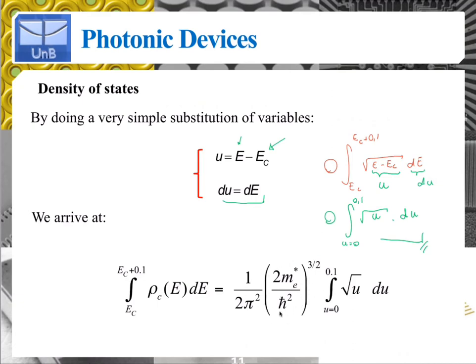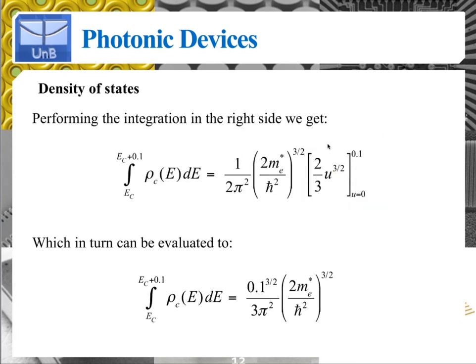The constant is this here, 1 over 2 pi squared times this term inside the parentheses to the power of 3/2. And we just integrate now over this new range. This particular integral is pretty simple. The integrand is u to the power of 1/2, so you just add 1 to the exponent and you get u to the power of 3/2, and you divide everything by 3/2, so you get 2/3 of u to the power of 3/2 over the range from 0 to 0.1.